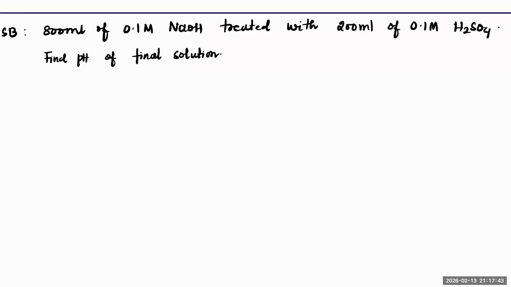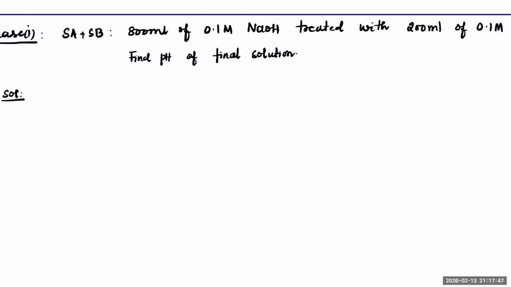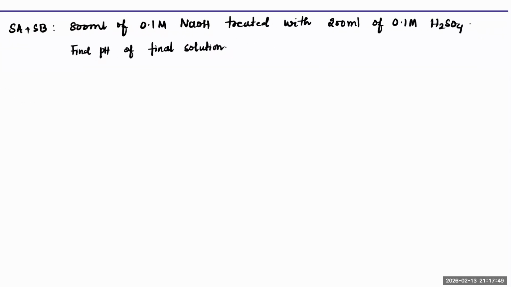Notice one by one. First, you have to learn to write the balanced equation, which is very, very essential for these cases. 2NaOH plus H2SO4 is giving Na2SO4 plus 2H2O.